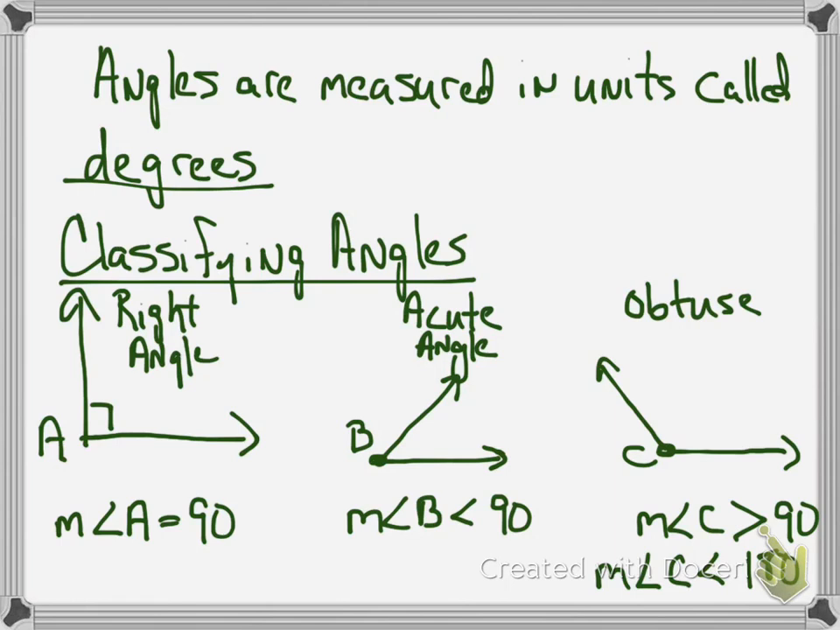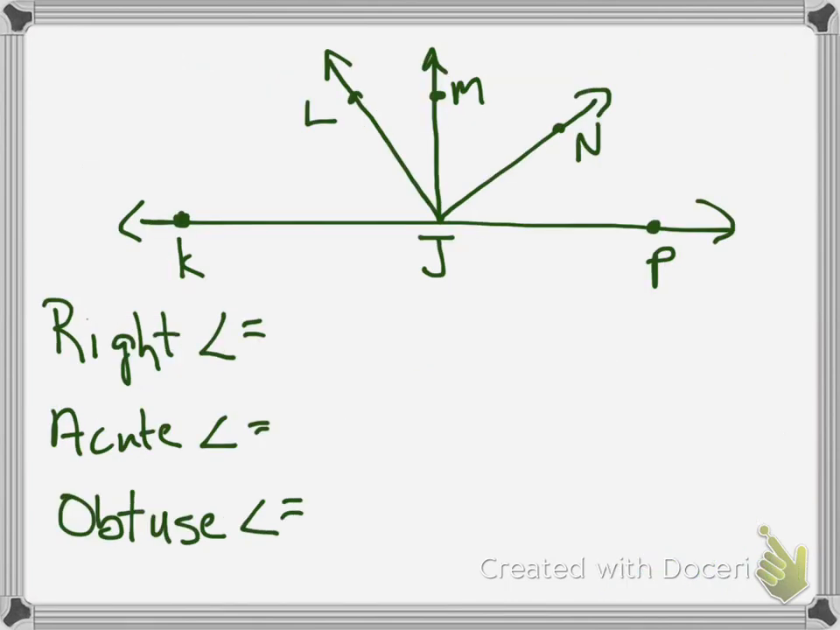Again, pause me if you need to so you can make sure you copy down everything because I am moving on. Alright, so let's look here. We have a drawing here, and we have right, acute, and obtuse angles. I want you to identify the right and acute and obtuse angles.